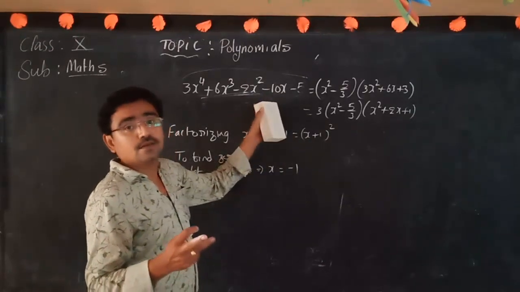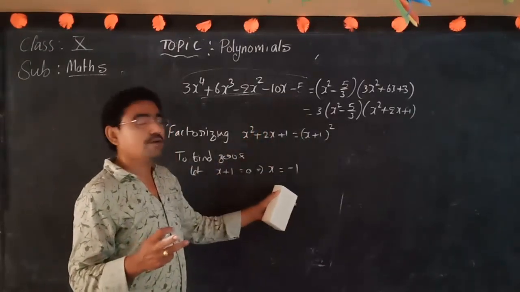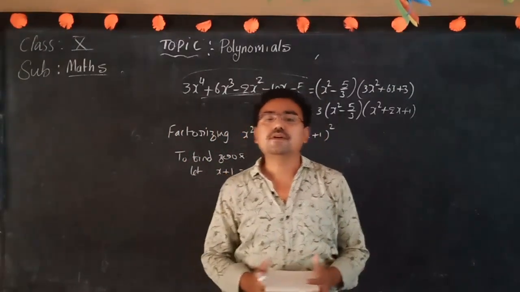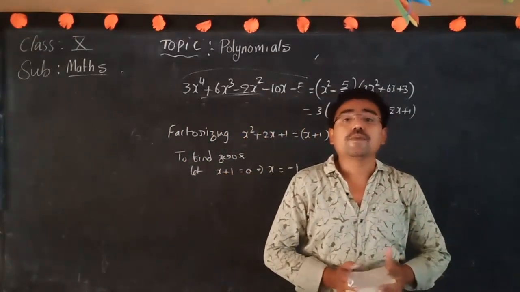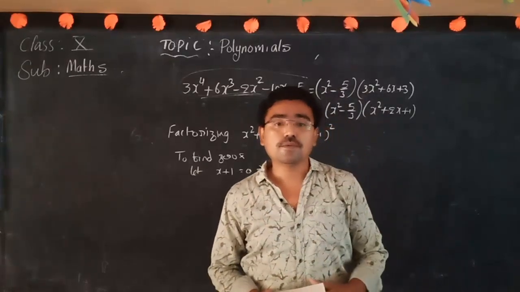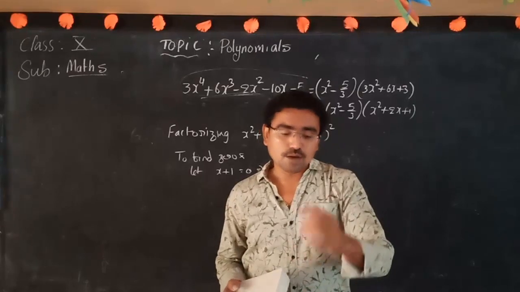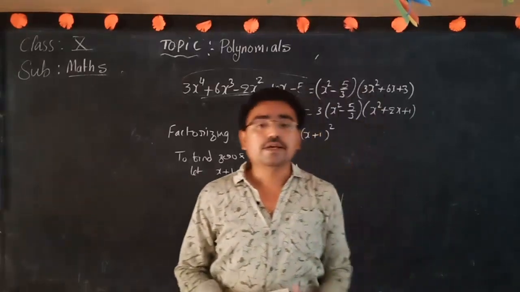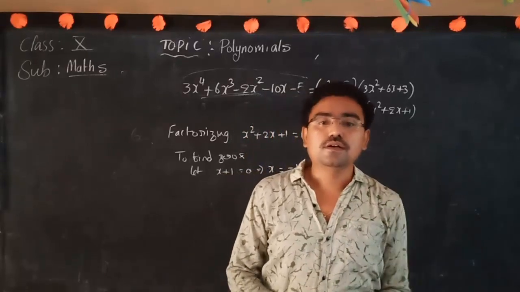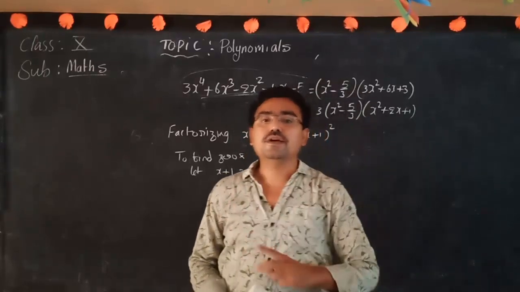Root of 5 by 3, minus root of 5 by 3, minus 1 and minus 1. So this is the process to identify the other two zeros of the biquadratic polynomial when two zeros are given. An example problem is there; go through that example problem also. So this is the process to identify the unknown zeros when we know the two zeros of the polynomial.